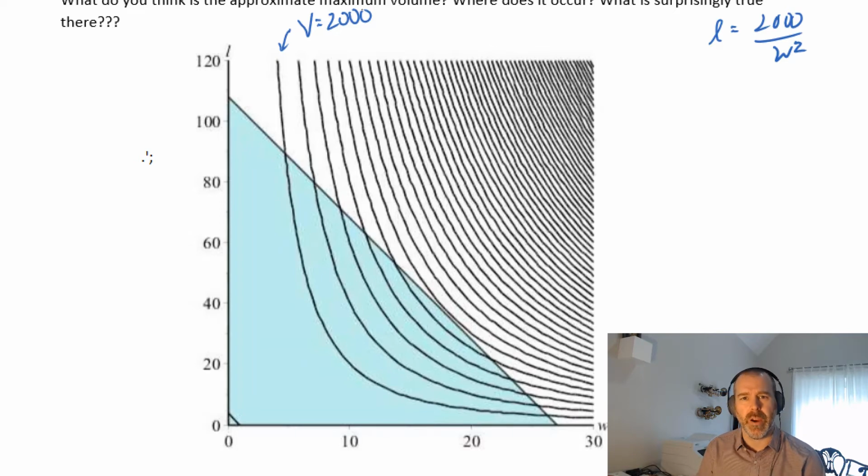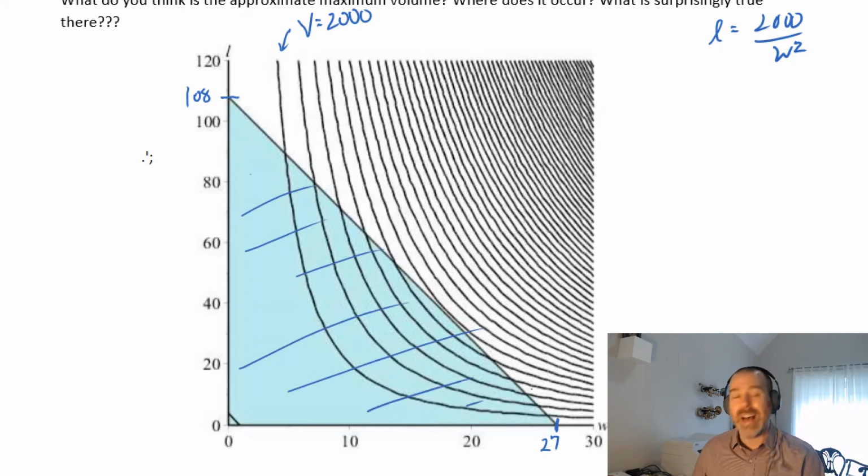The shaded blue area represents where the length plus girth is less than 108 inches. So you can see 108 inches there. If we take the whole 108 and divide it by 4, that would be 27. So there'd be no length, and you just have a cardboard square that's 27 by 27, and that would give you your 108 inches. So the blue area is all possible under the constraints. And then again, you have V equals 2,000, 4,000, 6,000.